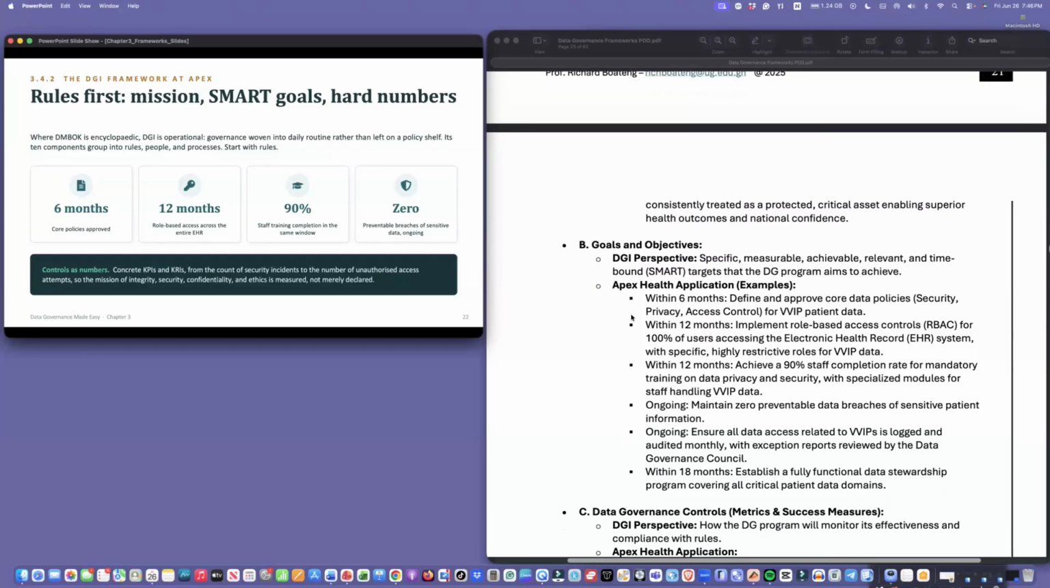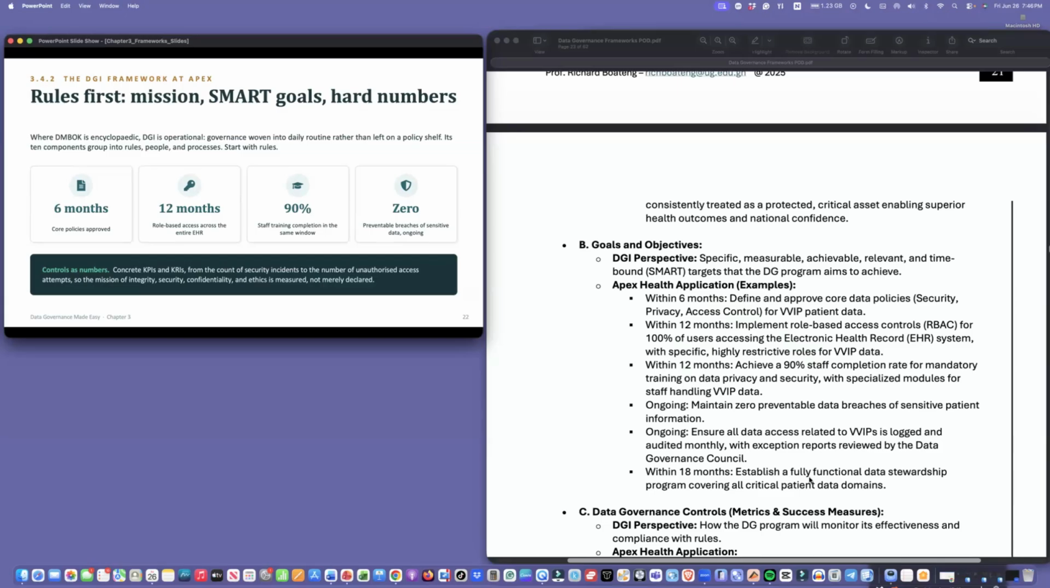Preventing is not time-based: zero preventable data breaches of sensitive patient information. Ensure all data assets related to VVIPs are logged and audited monthly. Then within 18 months, what they also want to do is establish a fully functional stewardship program covering all the critical patient domains. What is interesting about the DGI is that it appreciates that we can't do it all from day one. So we have to sequence them and do it according to our resources. There are certain things that we can give timelines to, 6 months, 12 months, 18 months. There are others that we cannot negotiate on timeline.